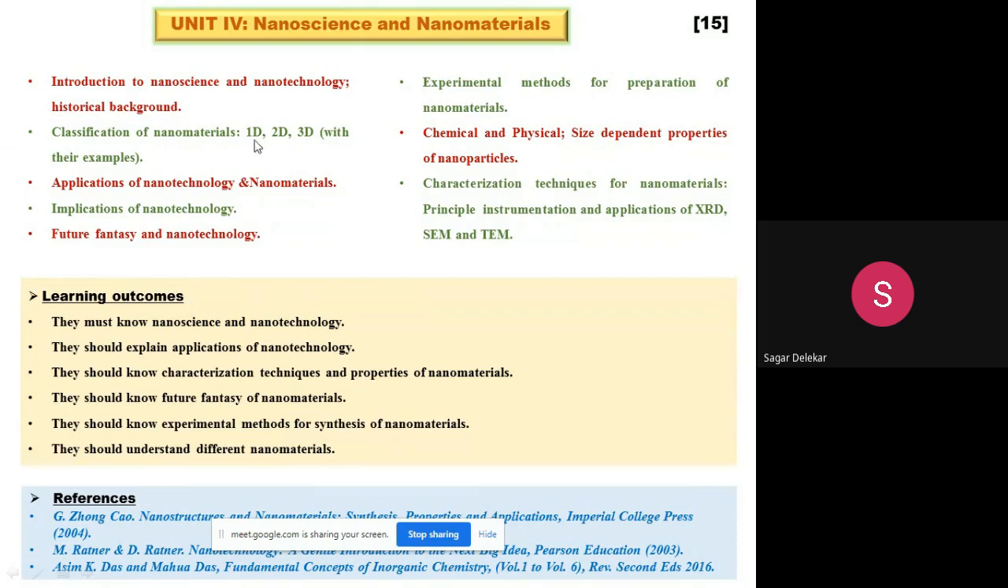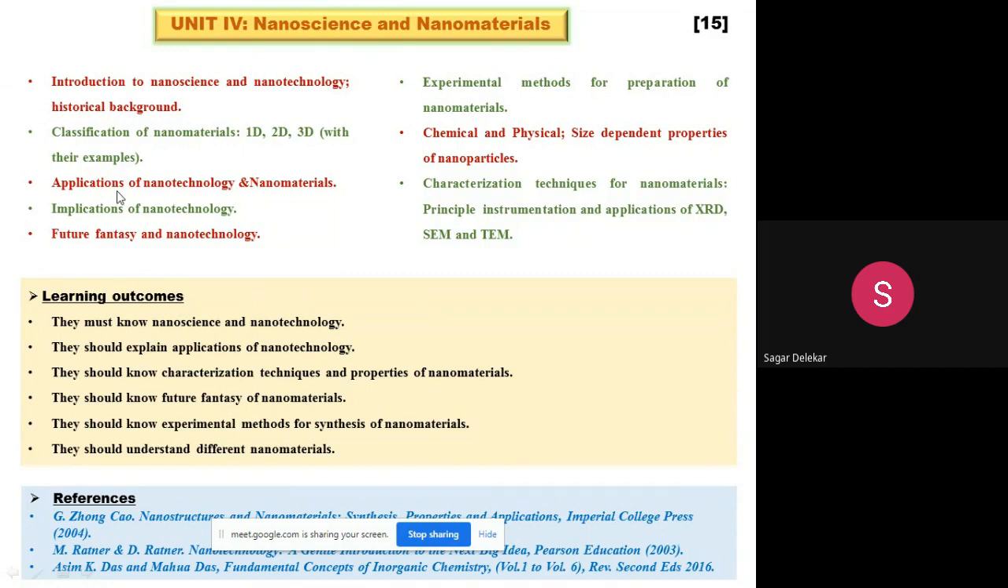So 0D means all the dimensions are below 10 nanometers. In 1D, out of 3 dimensions, one dimension is outside the nanoscale, meaning it is elongated along one direction. Here, out of 3, it is elongated along two directions, but there is a restriction along one dimension. In 3D, there is elongation in all three dimensions. So that's why it is called 3D.